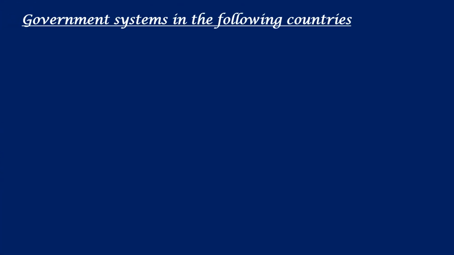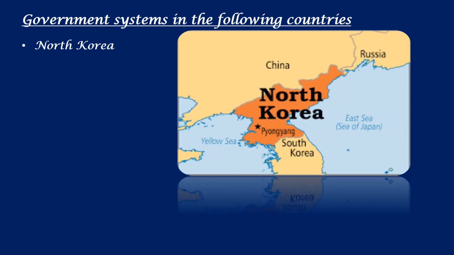Different government systems are followed across the globe. For example, for decades, the Democratic People's Republic of Korea, more commonly known as North Korea, has been one of the world's most secretive countries. Its government doesn't like people from outside the country going there and finding out what's going on.